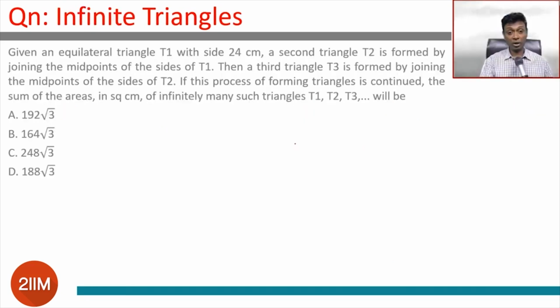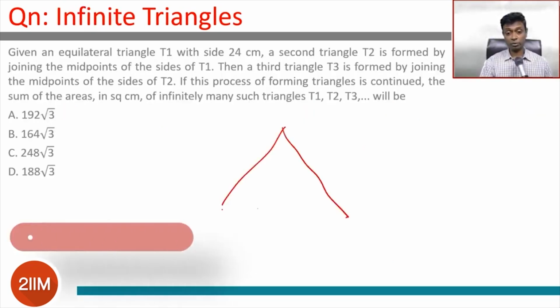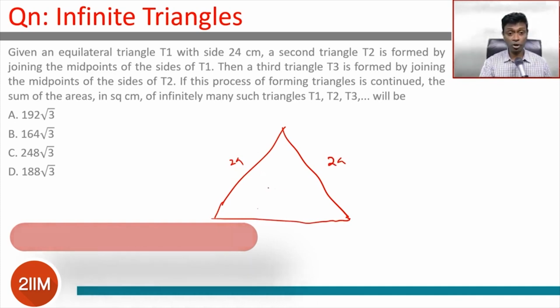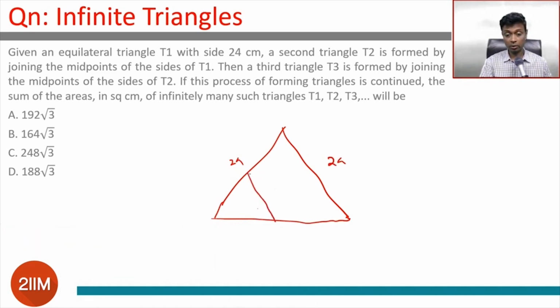Given an equilateral triangle T1 with side 24 centimeters. Wonderful. So T1 has side 24 centimeters. A second triangle T2 is formed by joining the midpoints of the sides of T1. So T2 will also be equilateral. So this will be 12, 12, 12. Everything gets broken into half. Every length gets broken into half. So this is 12, 12, 12. Then a third triangle T3 is formed by joining the midpoints of T2. Wonderful. T3 will be like this.